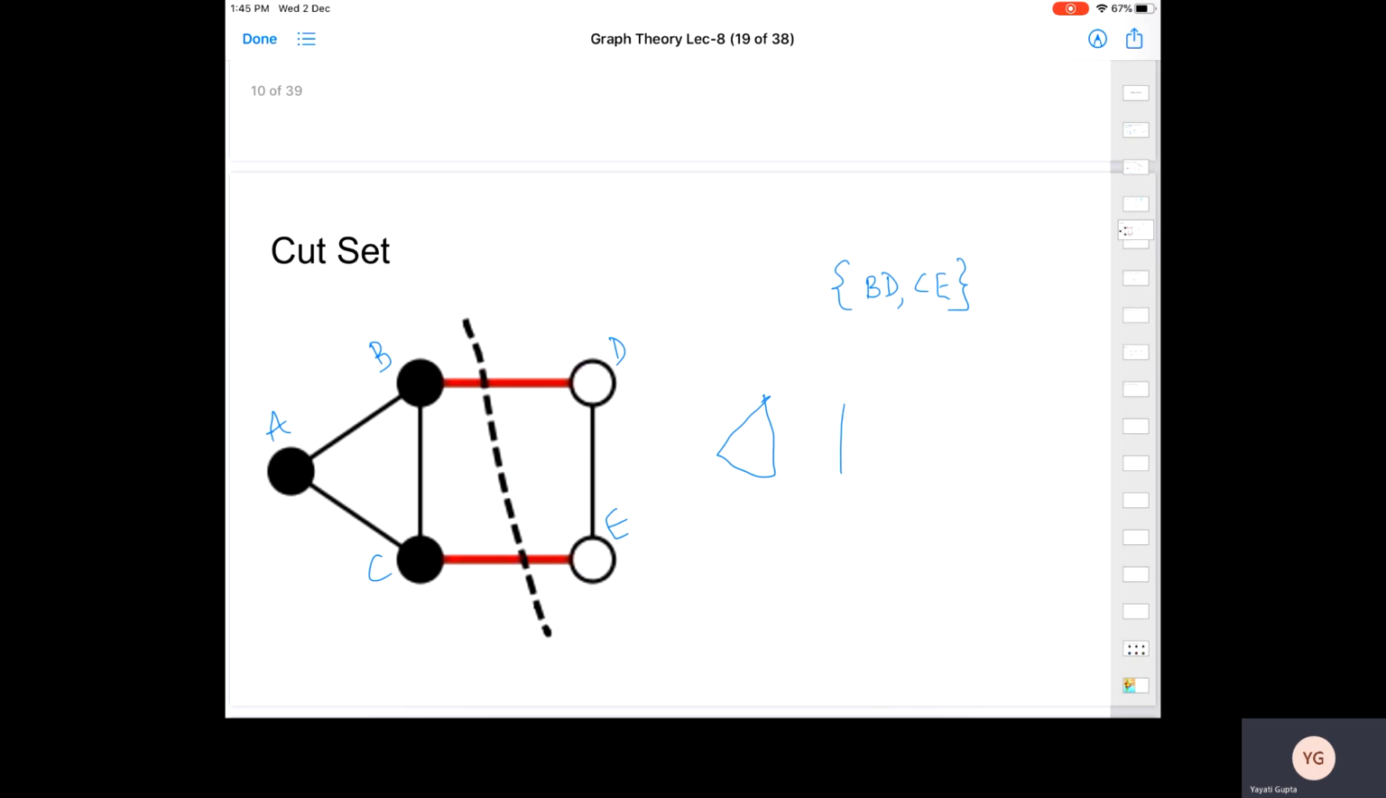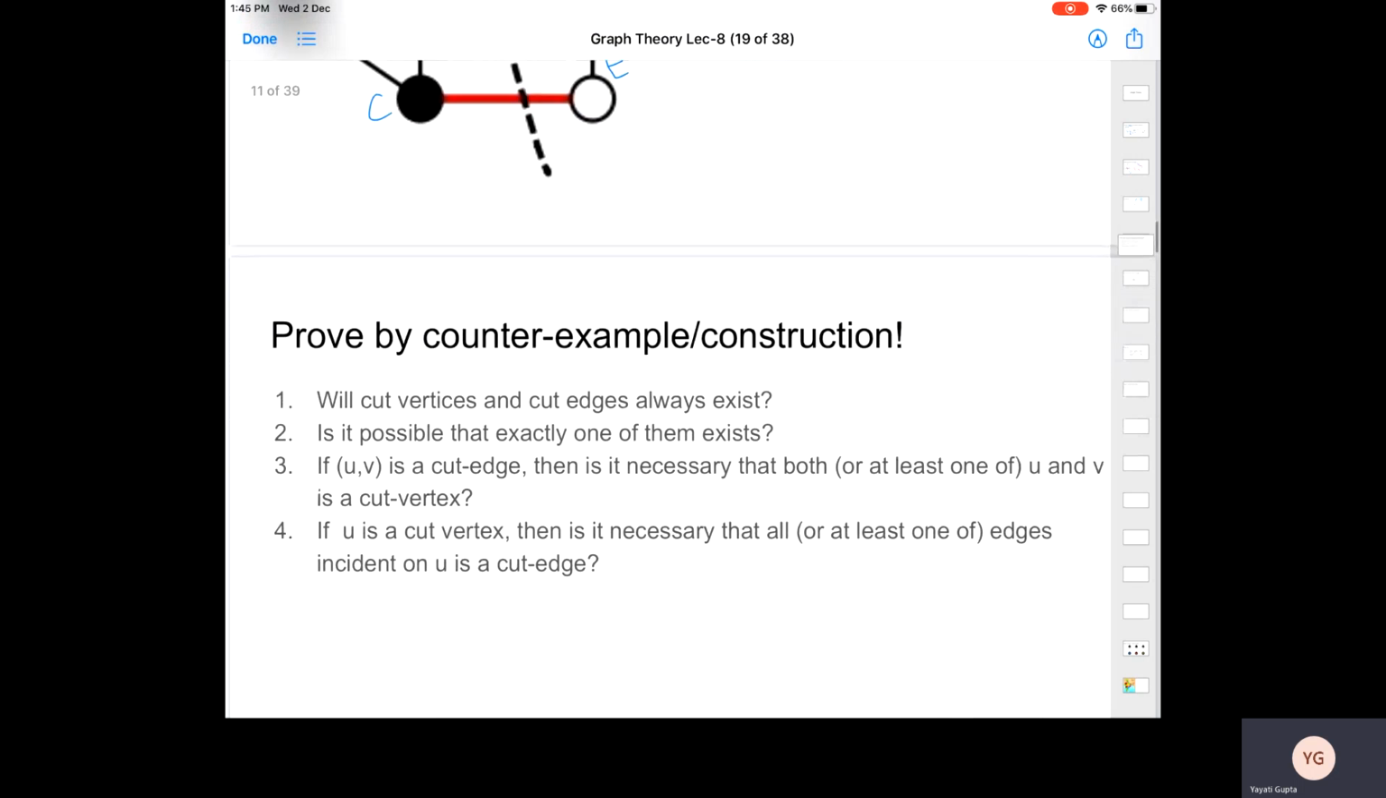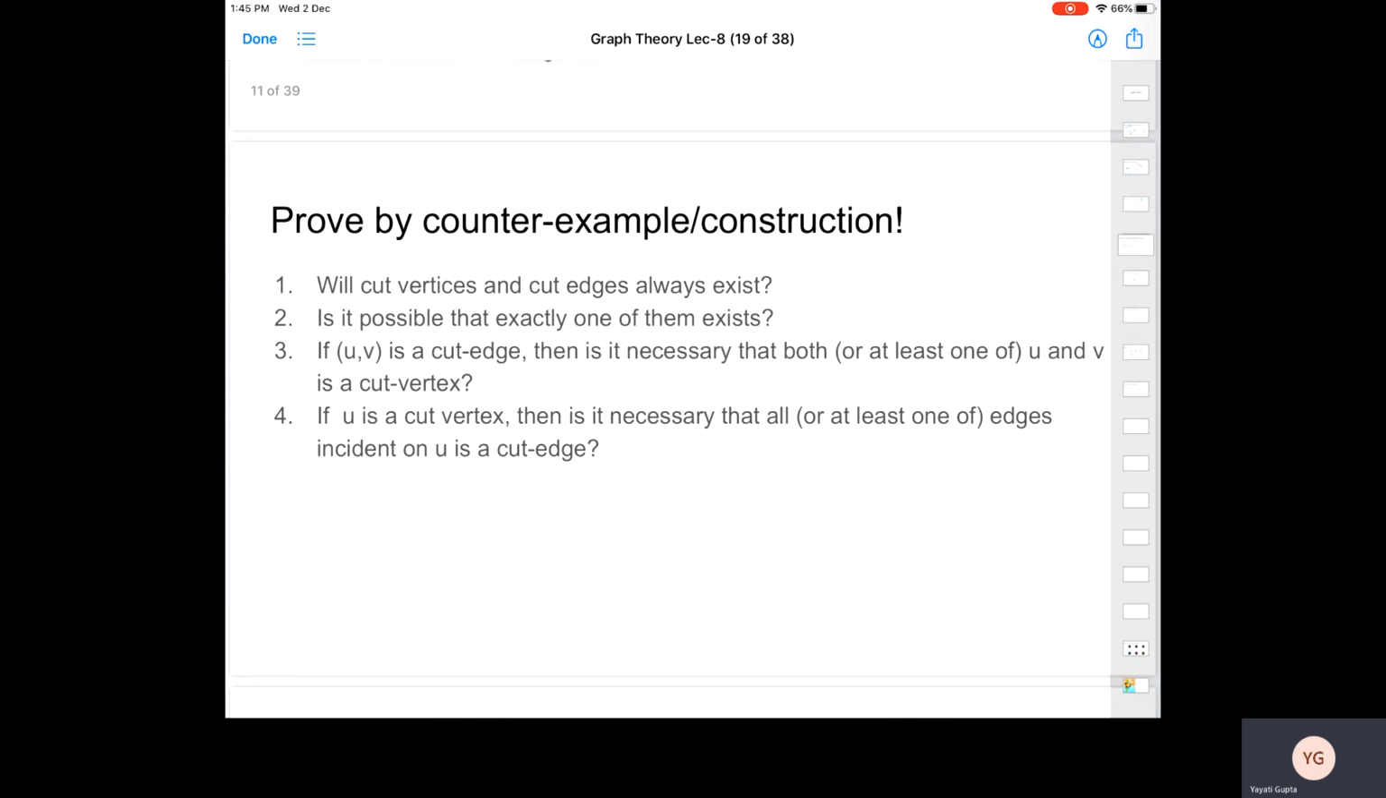So we now know the definition of cut vertex, cut edge and cut set. Let's look at a few aptitude questions based on these. The first one: will cut vertices and cut edges always exist? I think we have already answered that. We have seen that it is possible that they do not exist. So can you think of an example? Give me an example of a graph which has no cut vertex and an example of a graph which has no cut edge. That is, there is no way you can delete a vertex from this graph such that the graph becomes disconnected.